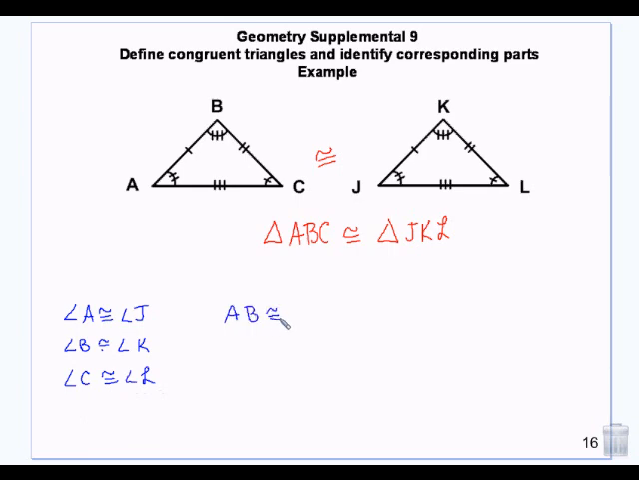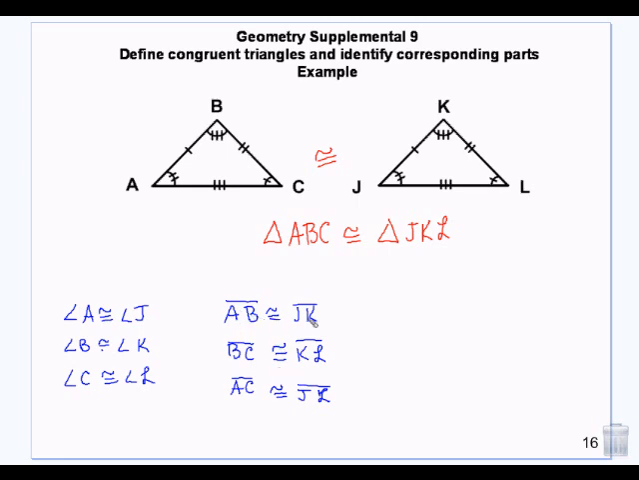AB is congruent to JK. BC is congruent to KL. And AC is congruent to JL. Now you'll notice I made a point to put the lines over. This is indicating I'm talking about line segment AB. And if I'm talking about congruent, I have to keep the lines over.